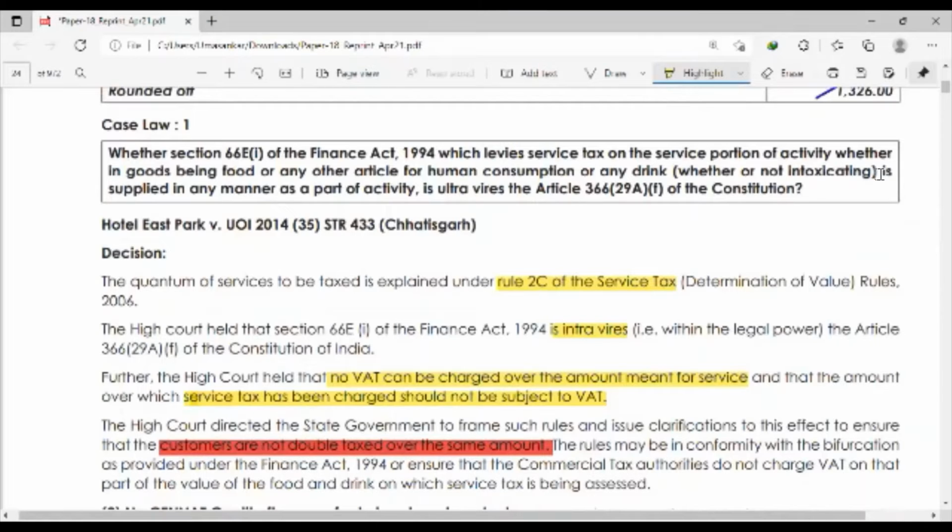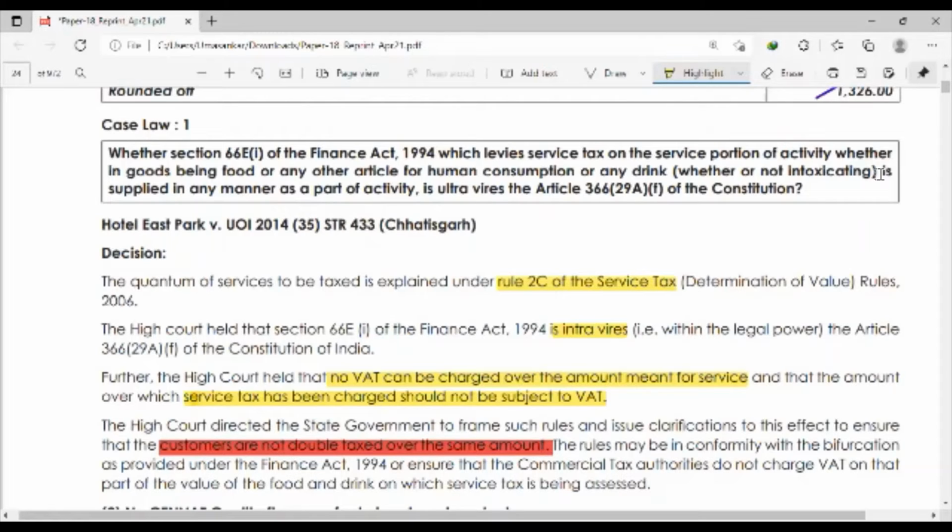They explained in Rule 2C of service tax. The High Court held that it is intra vires. What do you mean by intra vires? You might have heard in intermediate, ultra vires means beyond the power. So it's the opposite, our antonym. We can say intra vires means within the legal power of Article 366.